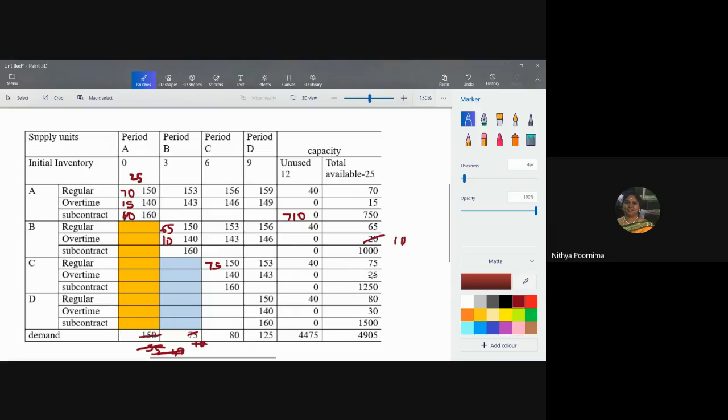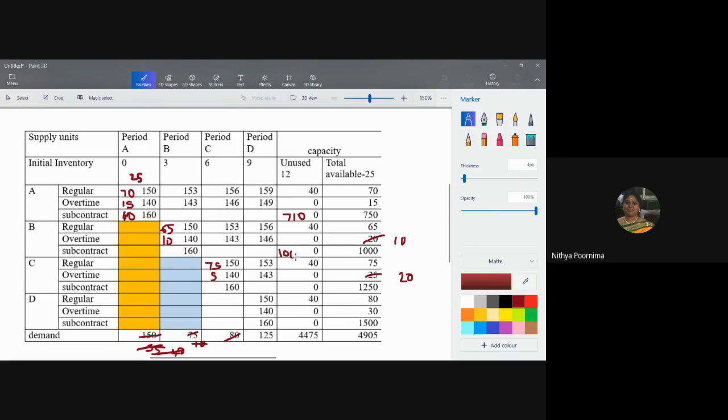80 I have. So how much is left over that I can allocate here? 5. So this is also balanced. In this, I'll be left over with 20. Okay. So in this component, I forgot to enter how much is unused.